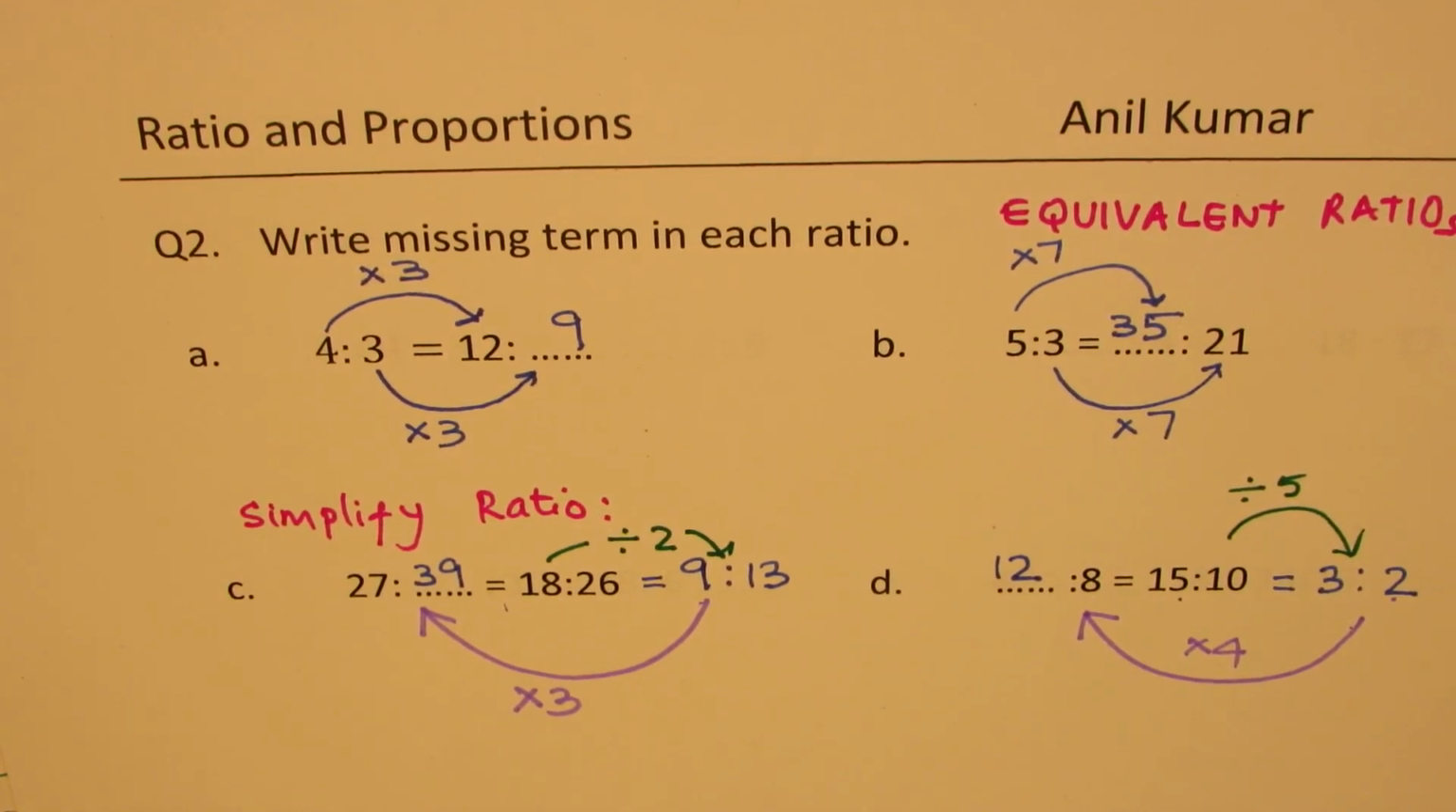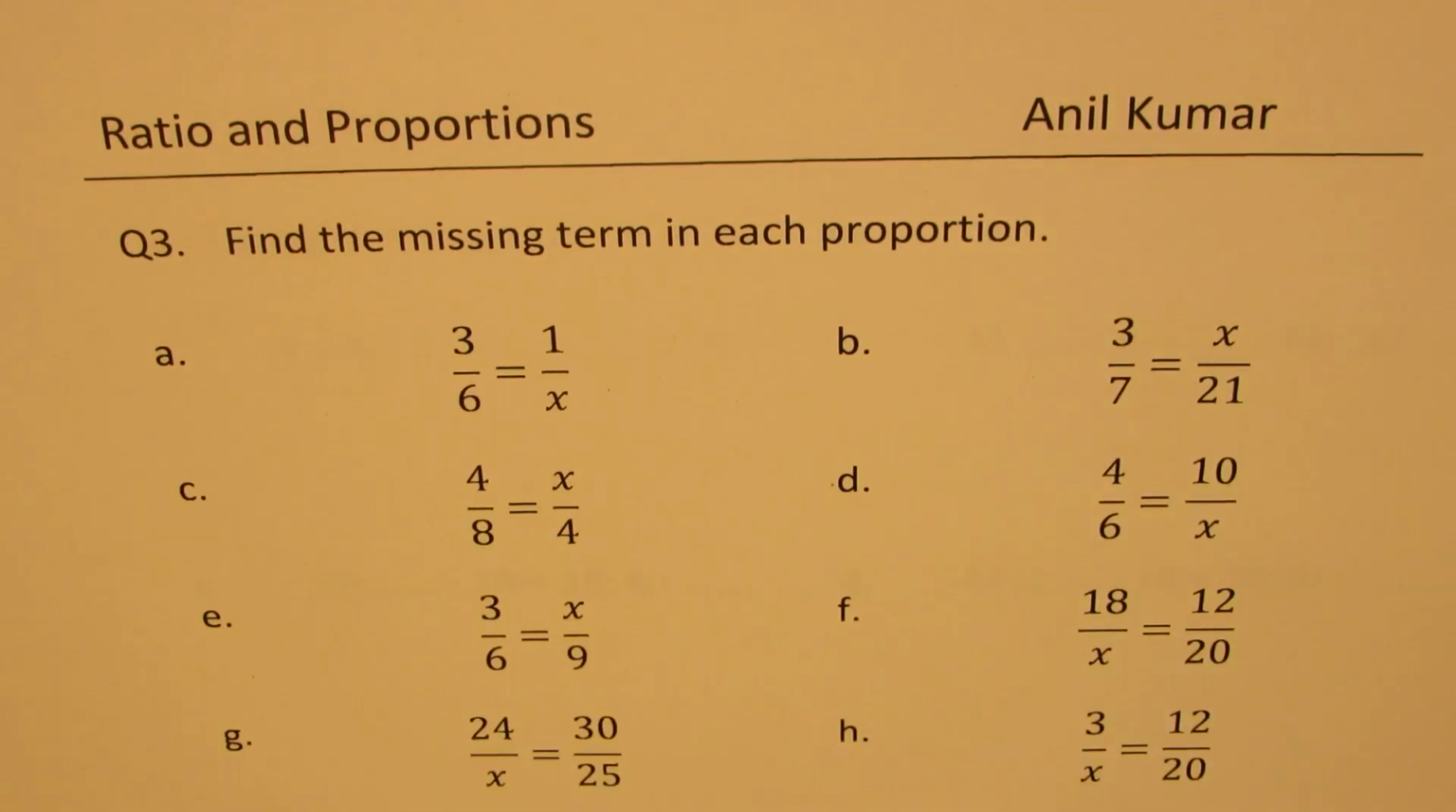At this stage, I'd like you to pause the video and understand what we have really done in parts C and D. We actually simplified our ratio on the right side, and then we got the missing number on the left side. I hope you appreciate it. Let's move on and take up question number 3.